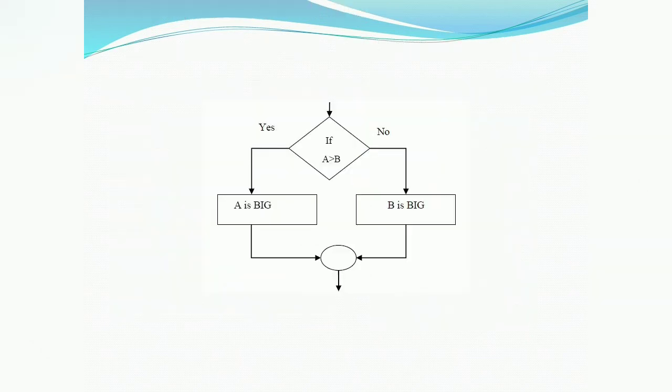In this example, one condition is given, that is A is greater than B. If this condition is satisfied, then the message A is big will be displayed. If this condition is not satisfied, then the message B is big will be displayed.